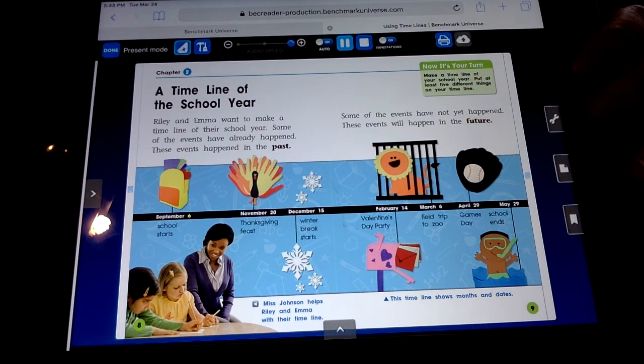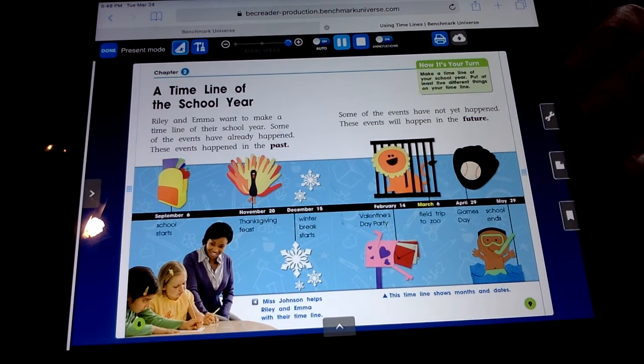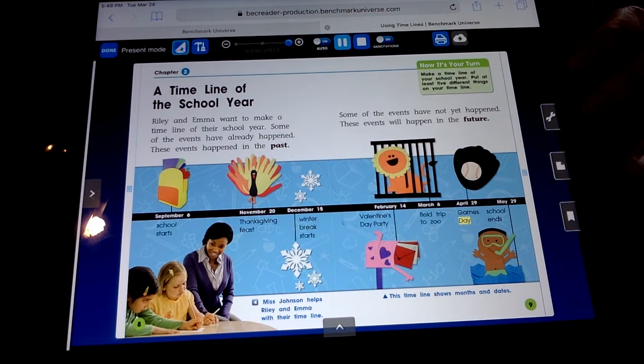September 6th. School starts. November 20th. Thanksgiving feast. December 15th. Winter break starts. February 14th. Valentine's Day party. March 6th. Field trip to zoo. April 29th. Games Day. May 29th. School ends.